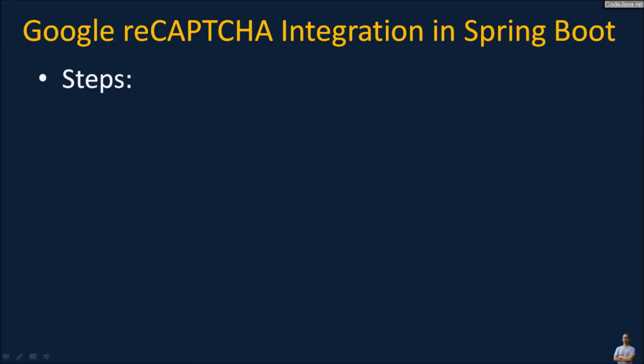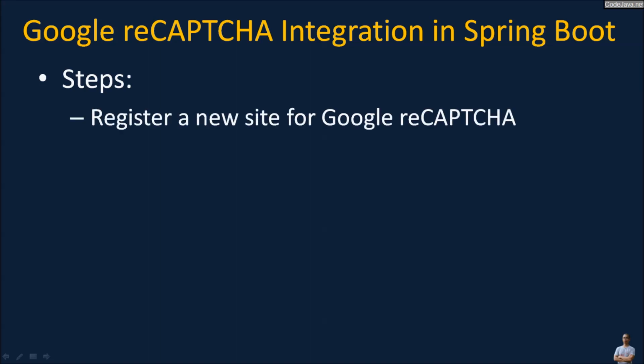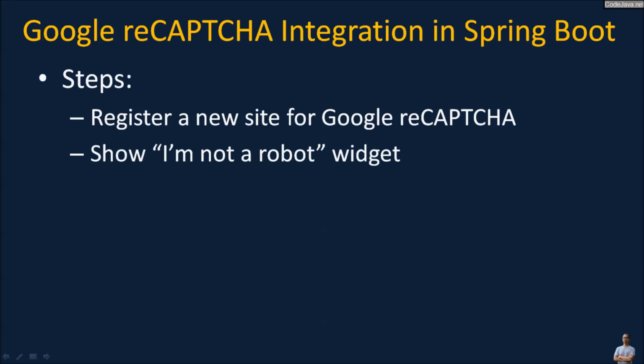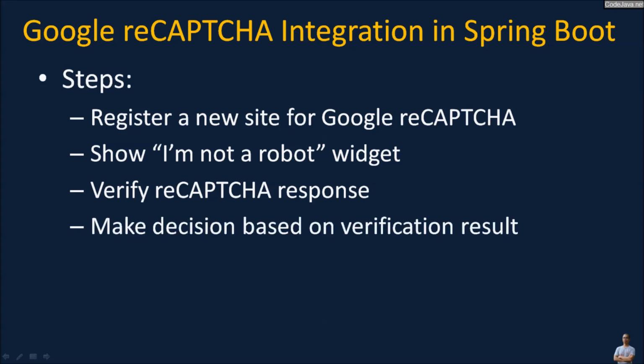So here are the steps which we need to follow. First, we need to register a new site for Google reCAPTCHA to obtain the site key and secret key that are used in the code. And then we use JavaScript and HTML code to render the "I'm not a robot" widget to require the user to prove that they are not a robot. And then we use Spring RestTemplate to call the Google reCAPTCHA API to verify the reCAPTCHA response. And then based on the reCAPTCHA response, we make a decision based on the verification result.